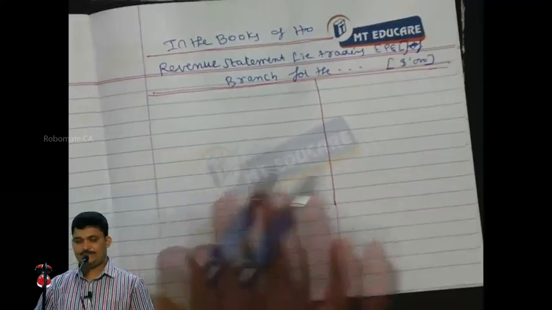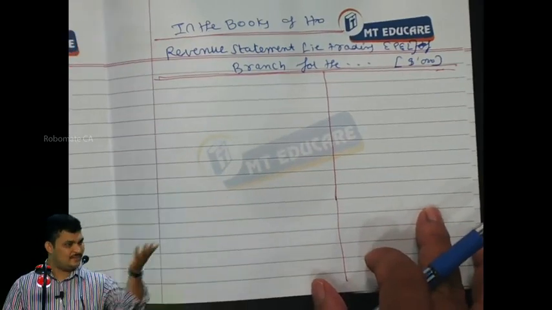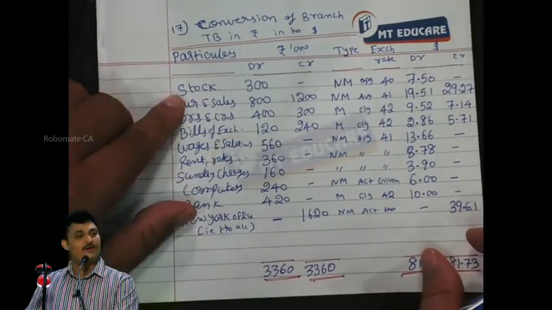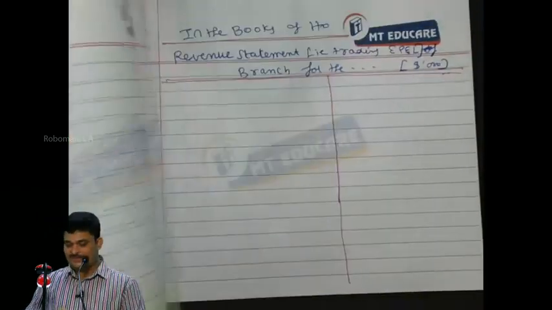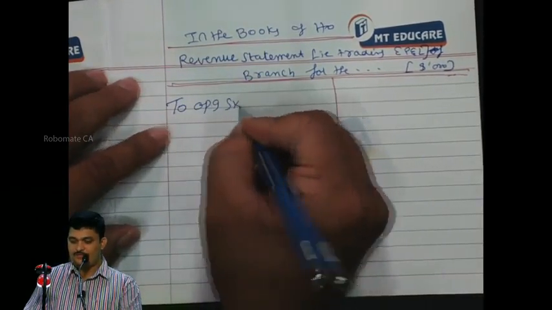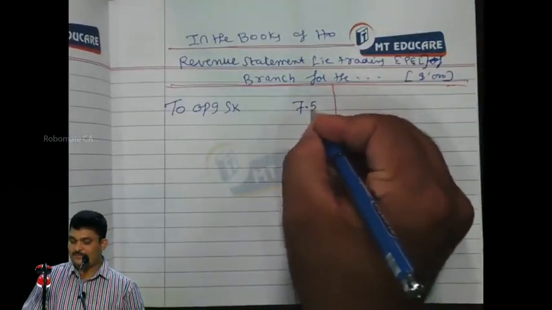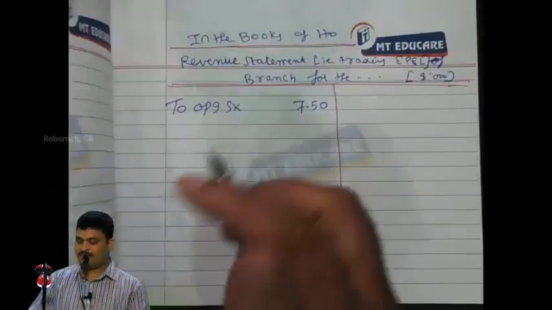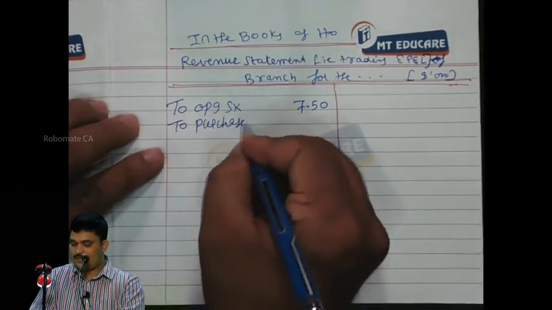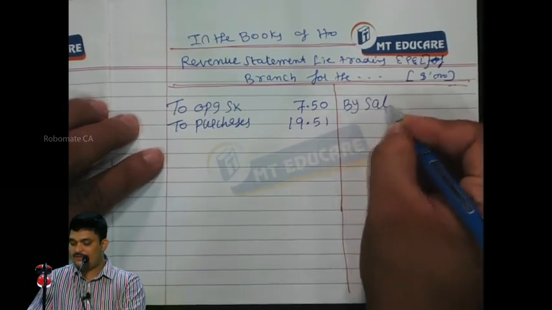Now listen, friends. Friends, please listen. Don't talk. Listen. Stock. It is opening stock. So to opening stock in dollars 7.50. Purchases and sales. To purchases 19 point, by sales.